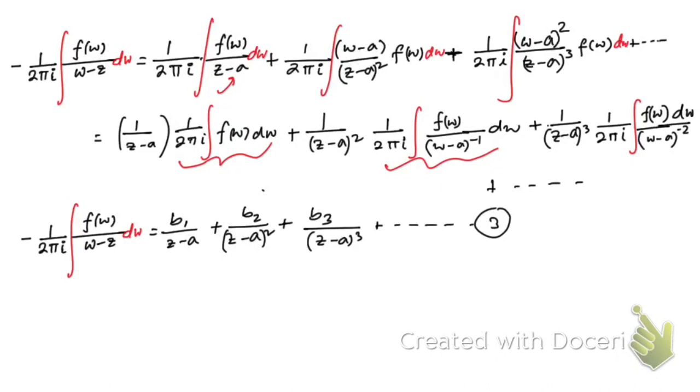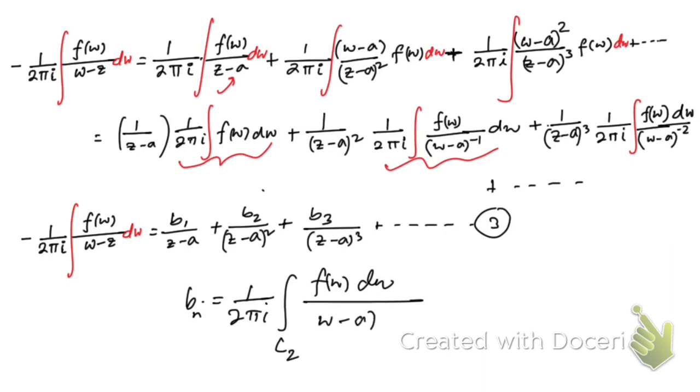We have already mentioned earlier that bn is equal to 1 by 2 pi i integration along c2 of f of w dw by w minus a whole to the power minus n plus 1. Okay, so value of bn. If I have written c1 earlier, then make it c2. So bn should be integrated along c2, where n is equal to 0, 1, 2 and 3 dot dot dot.